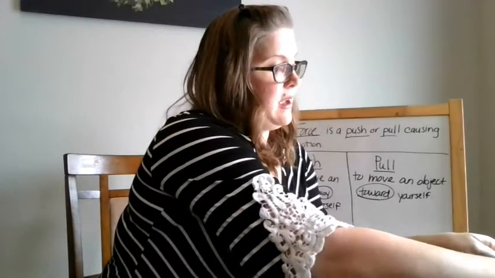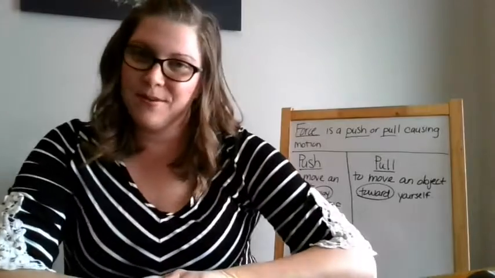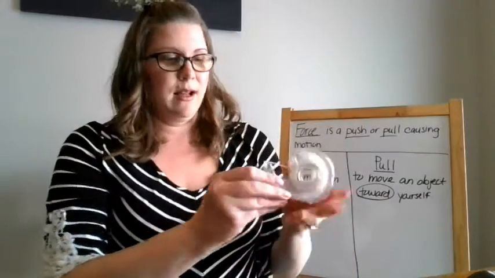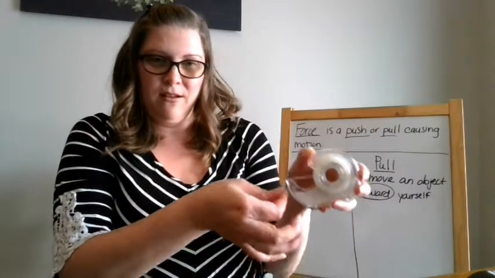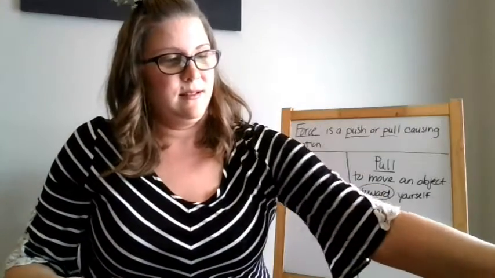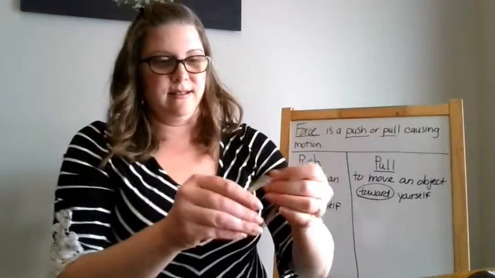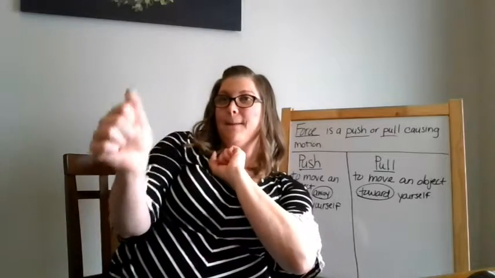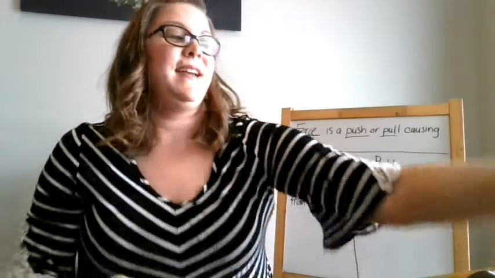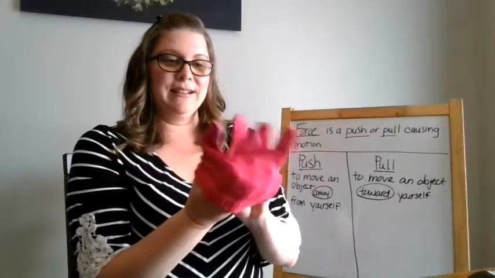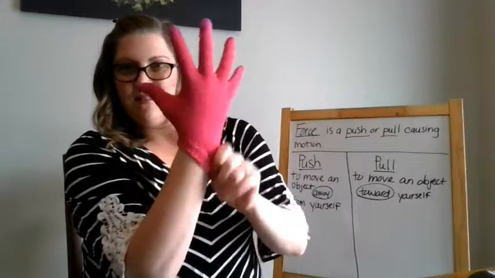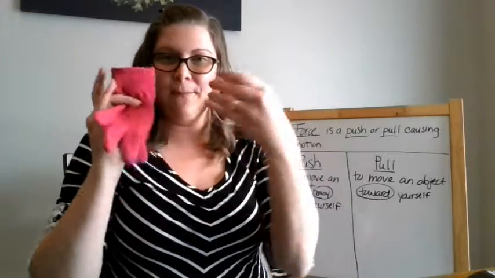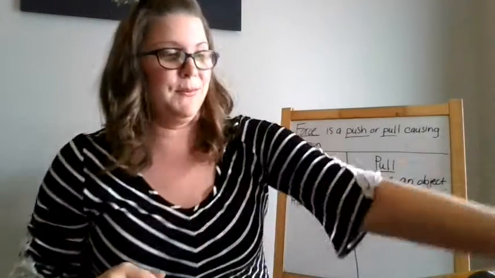All right, so now we're going to talk about our pull items. I went around the house and found a couple things that we can pull. I can pull a piece of tape out. I can pull this rubber band. Woo! And I can pull my glove on. See? And these are my pull items.